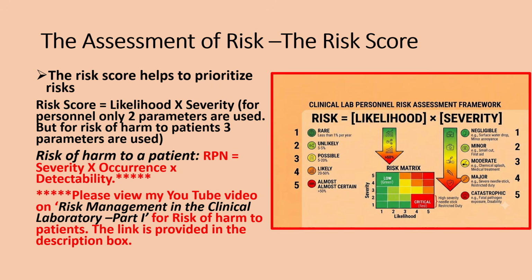Now we look at severity. We have the same color codes. Dark green means negligible with a score of 1. Light green, minor, with a score of 2. Yellow, moderate, with a score of 3. Amber, major, with a score of 4. And red is catastrophic with a score of 5.